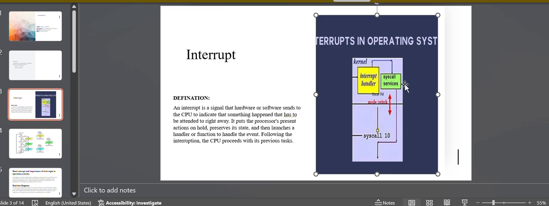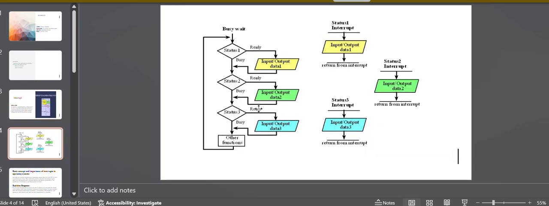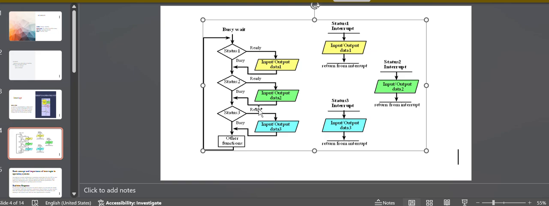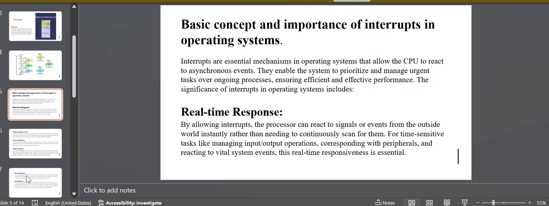Here we can see the interrupts in operating system diagram, a brief picture of interrupts in operating system. Here are some of the basic concepts and importance of interrupts in operating system. Interrupts are an essential mechanism in operating systems that allows the CPU to react to asynchronous events, enabling the system to prioritize and manage urgent tasks over ongoing processes, ensuring efficient and effective performance.